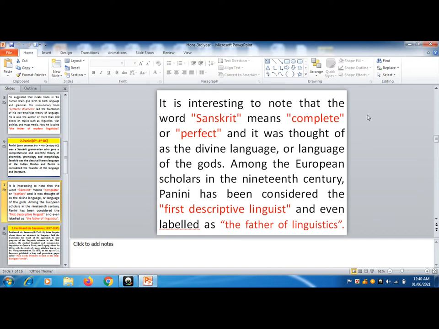Among the European scholars in the 19th century, Panini has been considered the first descriptive linguist and even labeled as the father of linguistics. So, we can get the idea. Actually, Panini is an Indian scholar. As an Indian scholar, he was an ancient famous scholar. Now he is also a leading linguist in the world among other linguists.